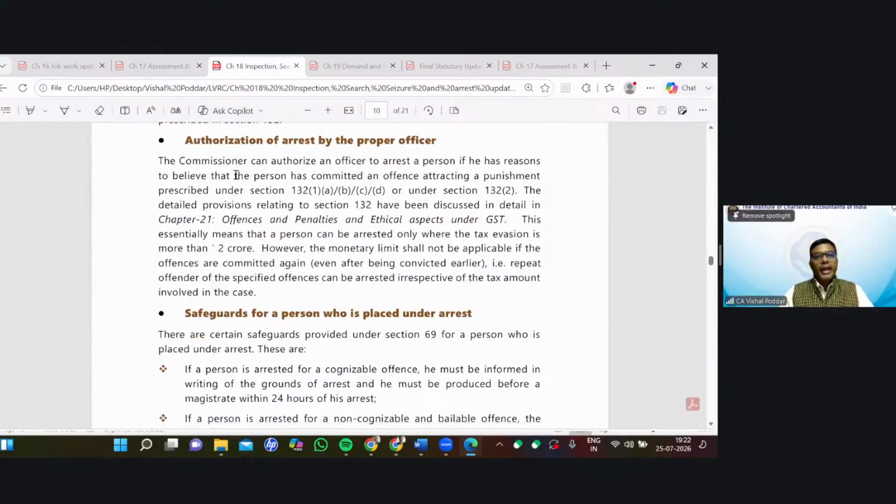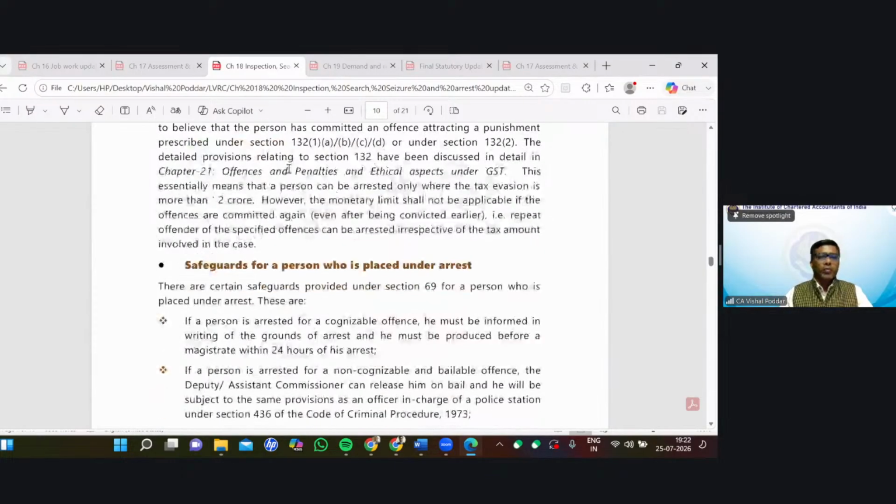The commissioner can authorize an officer to arrest a person if he has reasons to believe that the person has committed an offense attracting a punishment which is prescribed in section 132(1) A, B, C, D or under 132(2). The details of the provision we are going to discuss later. Now, this essentially means that a person can be arrested only where the tax evasion is more than 2 crore.